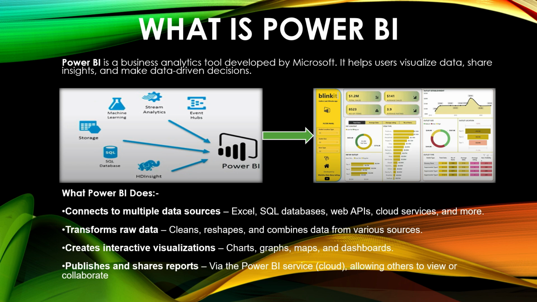I just need to know in which period, which quarter we made a profit, and from which category we made a profit, what is the top performance, what is the overall sales. So all those things, right? And the last thing is publishing and sharing the report via Power BI cloud, allowing others to view or collaborate. It means that it is going to connect multiple sources and transform the data, create interactive visualizations and publish the report, so that people who have access can review the data and take proper decisions.